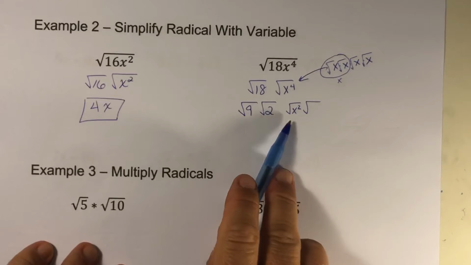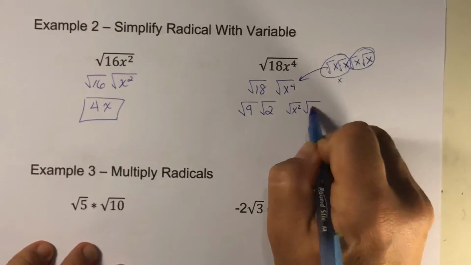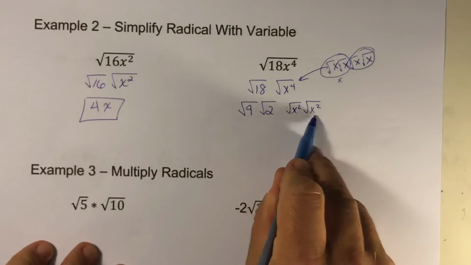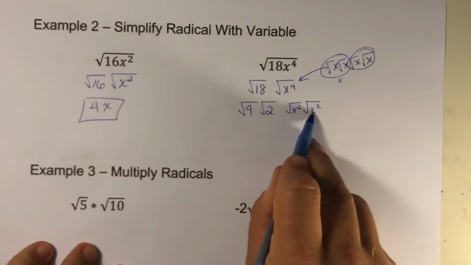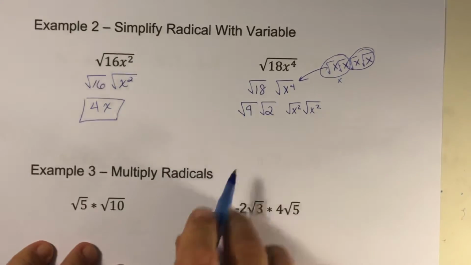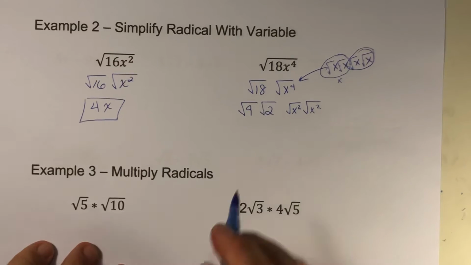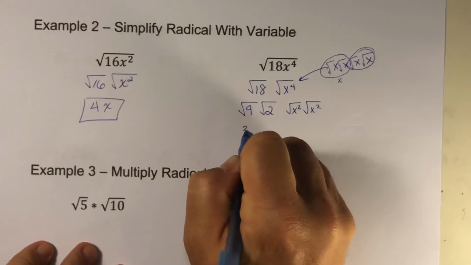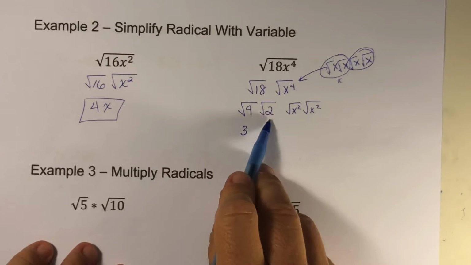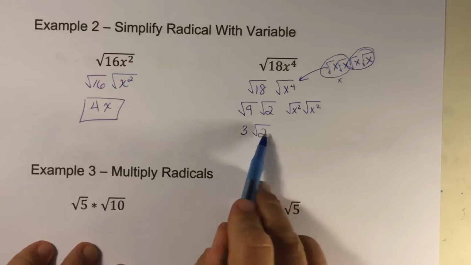So I'm going to continue that here, right? X to the 4th can be split up, as a matter of fact, as, look, x squared times x squared, right? Because think about it, it's x times x times x times x, or x to the 4th. Now that I've broken this down as much as I can, I'm going to start taking my nice square roots. The square root of 9 is 3. Radical 2 cannot be simplified any further, right? So I'm going to leave it as radical 2.